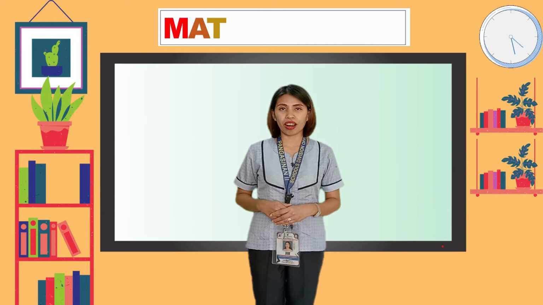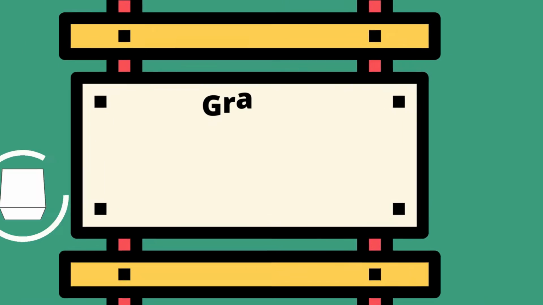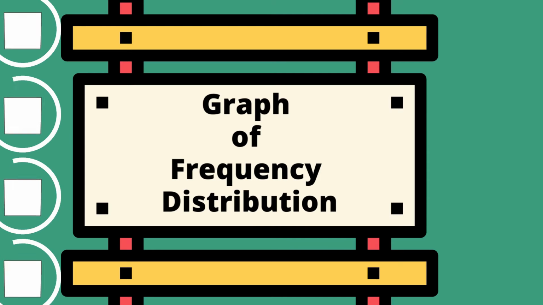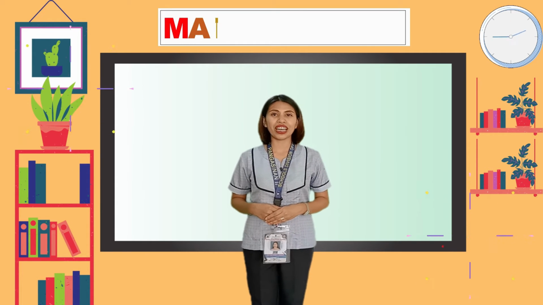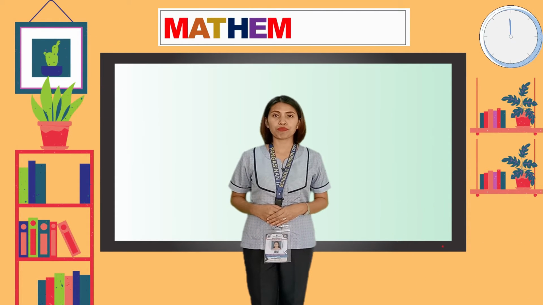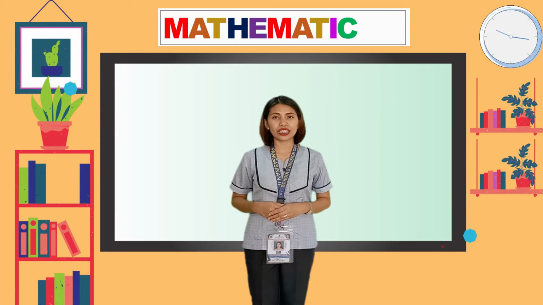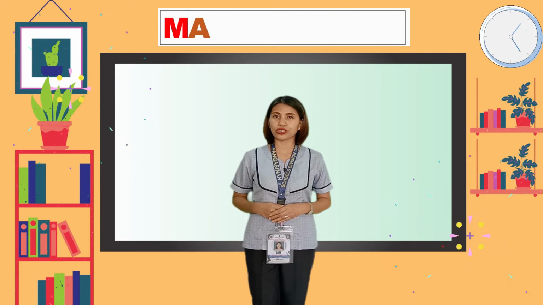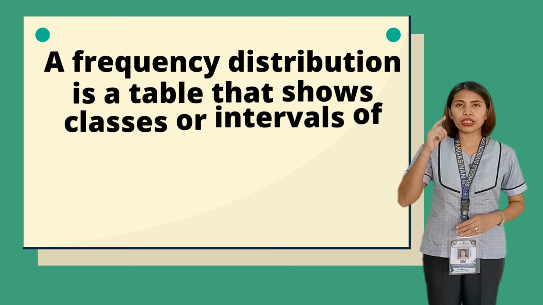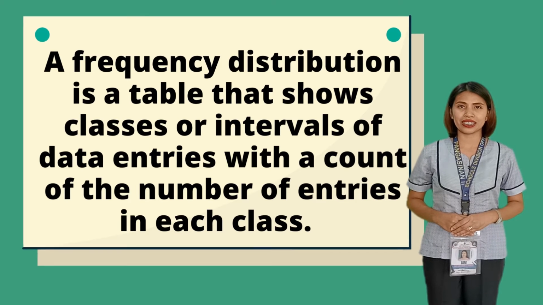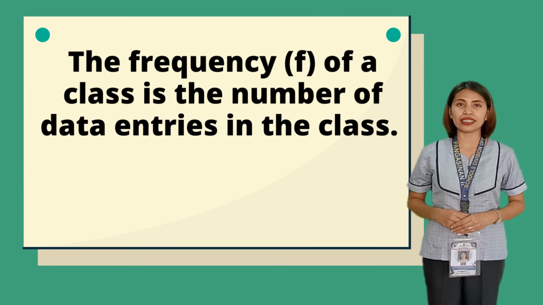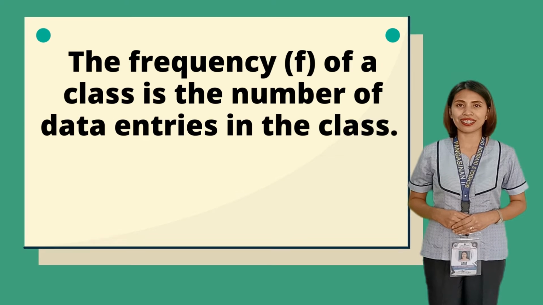Let us now proceed to the graphs of frequency distribution. When a data set has many entries, it can be difficult to see patterns. In this section, you will learn how to use frequency distributions to construct graphs. Remember that a frequency distribution is a table that shows classes or intervals of data entries with a count of a number of entries in each class. The frequency f of a class is the number of data entries in the class.